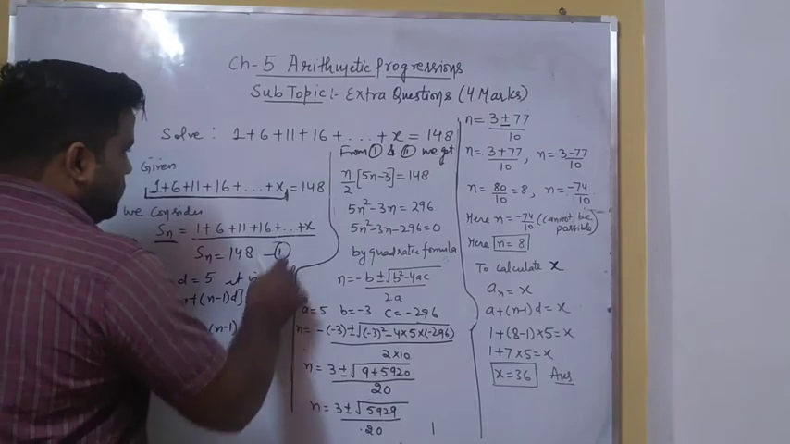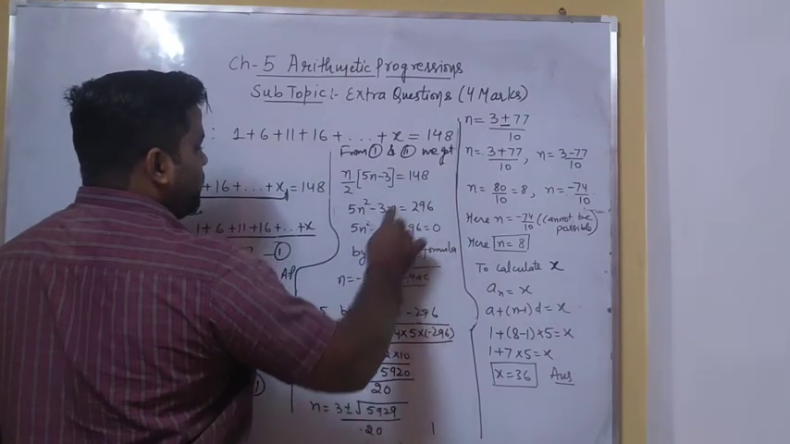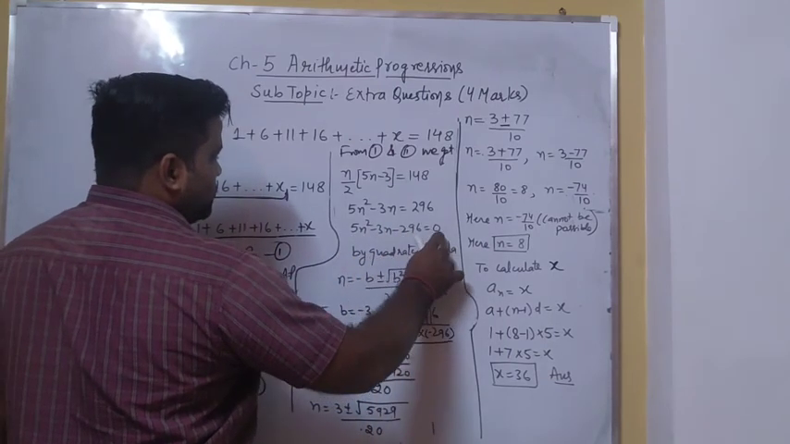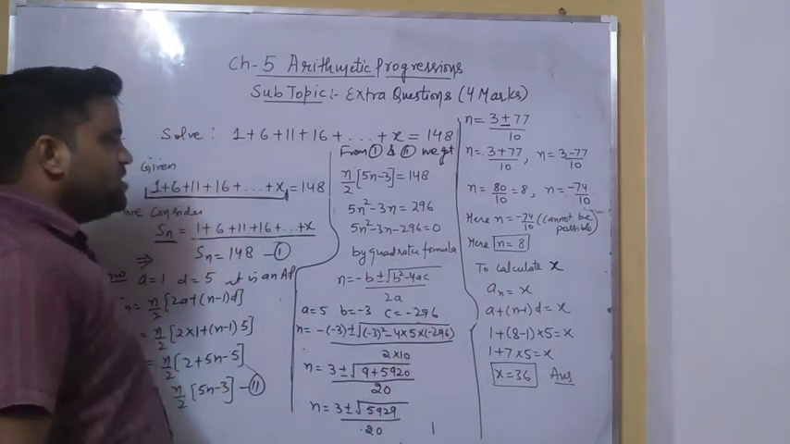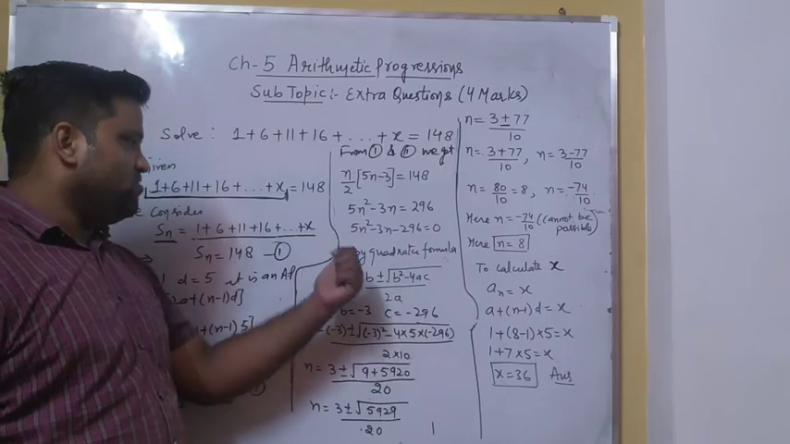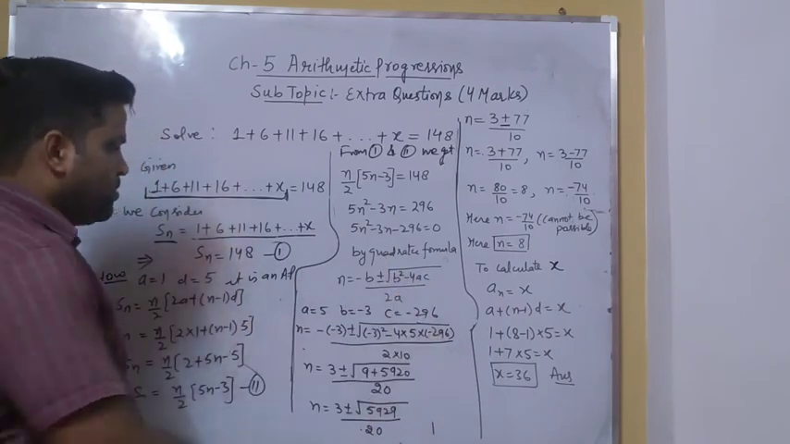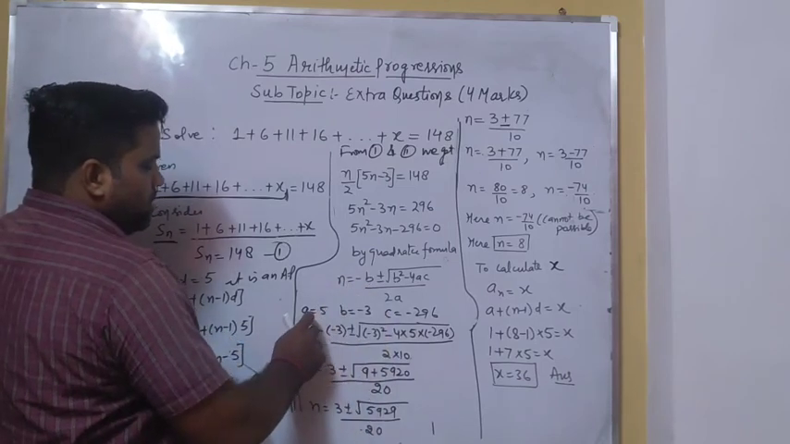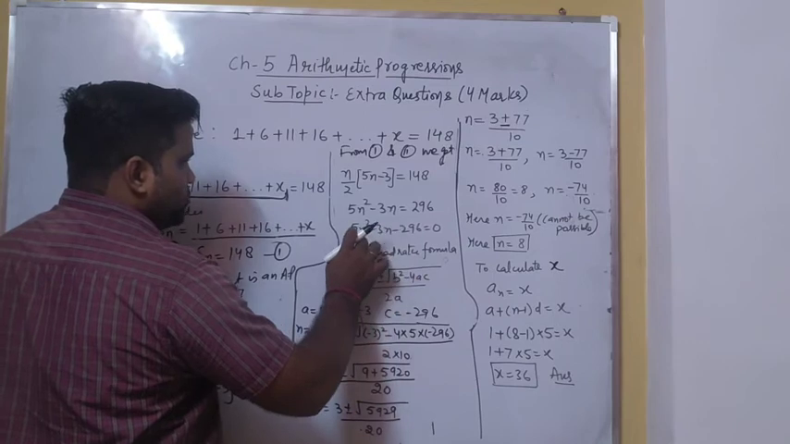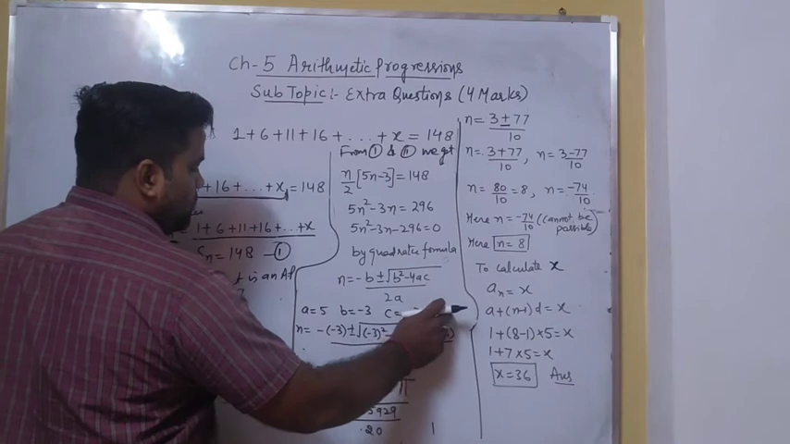So from first and second, we get n by 2 bracket 5n minus 3 bracket close equal to 148, and after solving we get the quadratic equation 5n square minus 3n minus 296 equal to 0. We can solve this equation by using the quadratic formula or by the factorization method. We have studied that formula in our chapter number 4, quadratic equations. Here our quadratic formula is given, and by comparing that equation with the standard quadratic equation ax square plus bx plus c, we get a equal to 5, b equal to minus 3, c equal to minus 296.